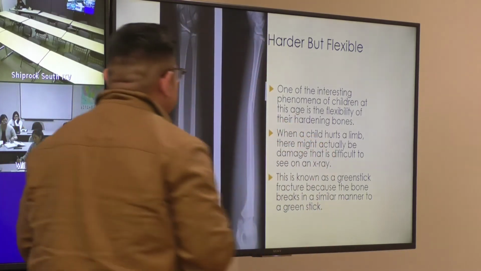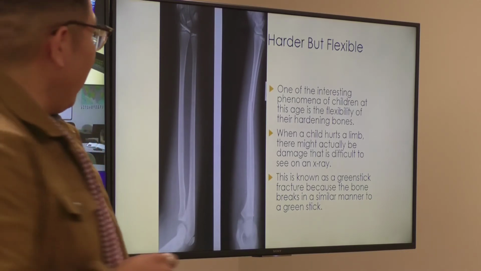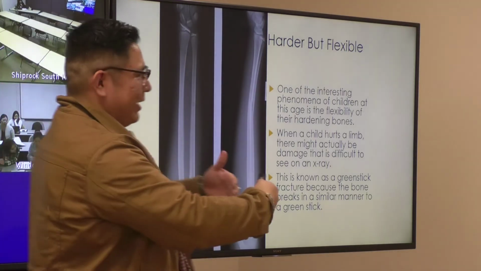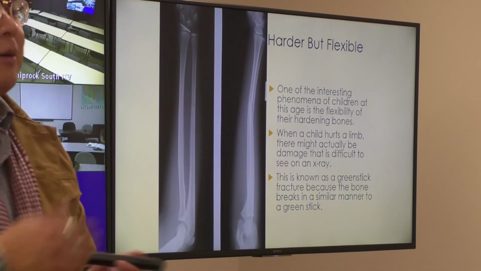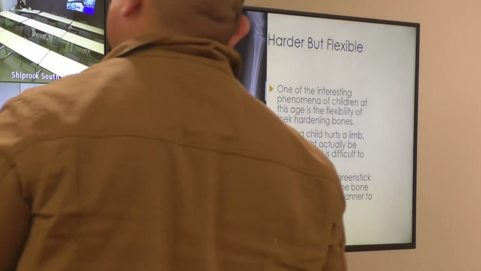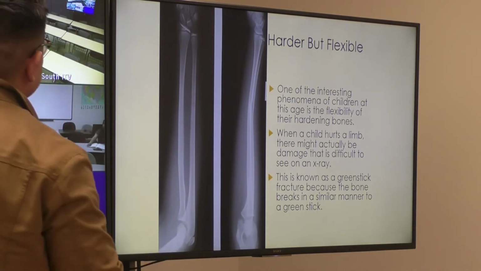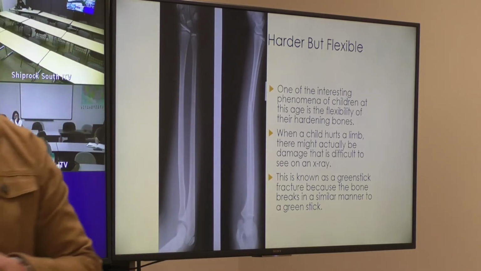One of the interesting phenomena of children at this age is the flexibility of their hardening bones. So square one, you have a break. Well, it's not necessarily a break, but you're going to see it kind of bend. But I don't want you to just go back and say, oh, you know what? Come here, child. I want to see if this will happen. Do not do that. You will be labeled as a child abuser. Do not do that. When a child hurts a limb, there might be damage that is difficult to see on an x-ray. This is known as a greenstick fracture.